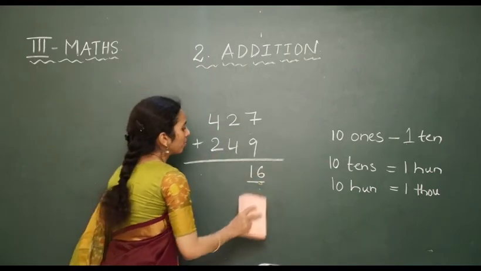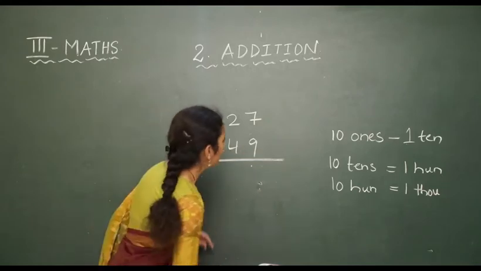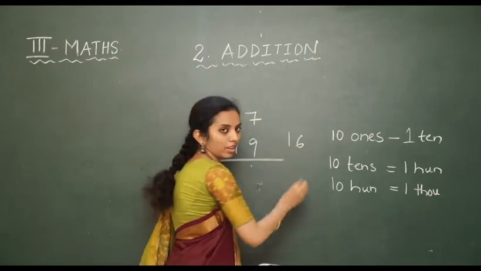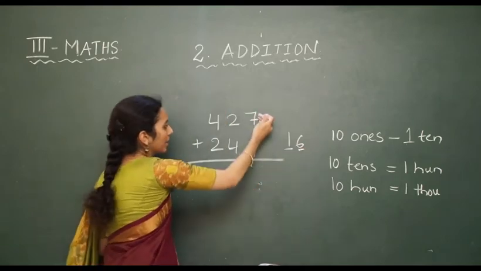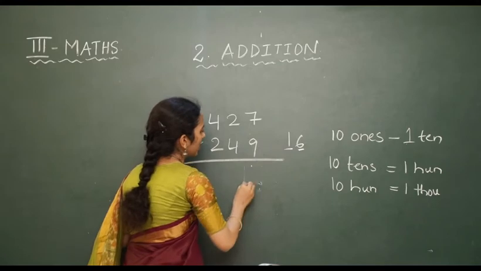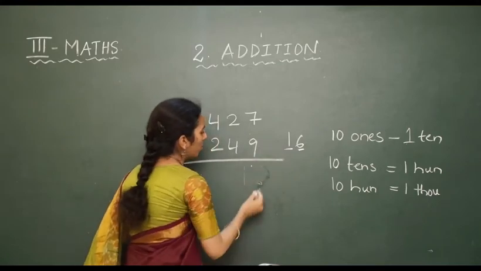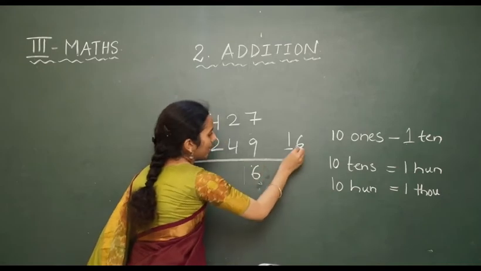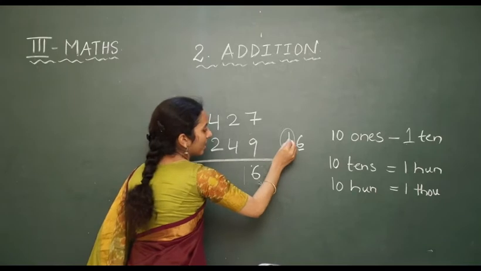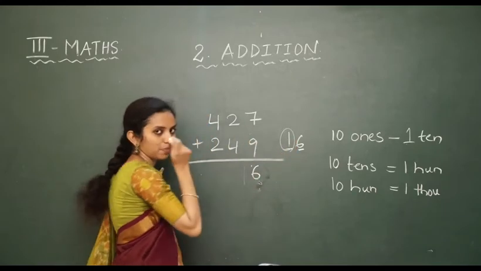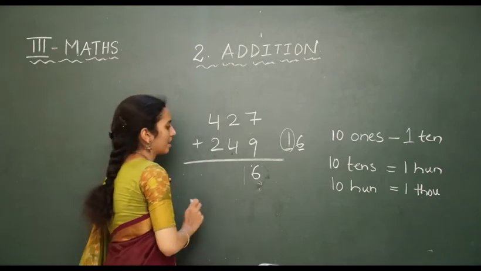We have to, as this is only ones place, so 16 is a 2-digit number, that is, this is in ones place and this is in tens place. But here 7 plus 9, this is only ones place value. So, what do we do? We place 6, that is ones place value here, and we take this 10, that is 1, to the tens place. Where is tens place? This is tens place and this is hundreds place.